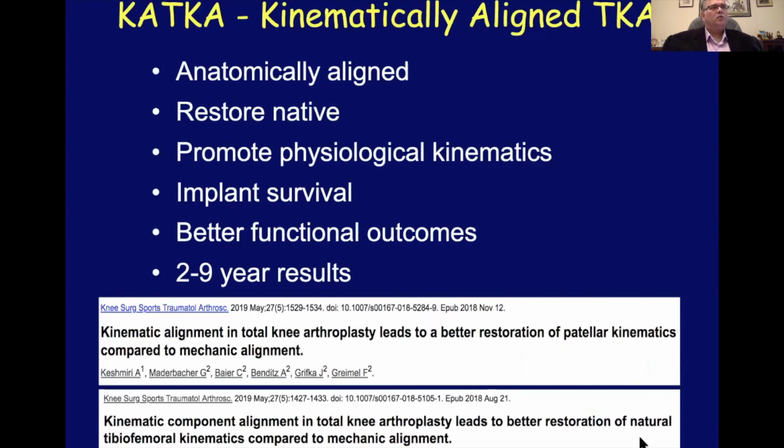Latterly, however, we've been talking about kinematically aligned total knee replacement. It restores the native knee, it promotes physiological kinematics. Implant survival has not been there for that long. It's only up to 2 to 9 year results, but there are better functional outcomes. And I've listed a couple of papers to support that.